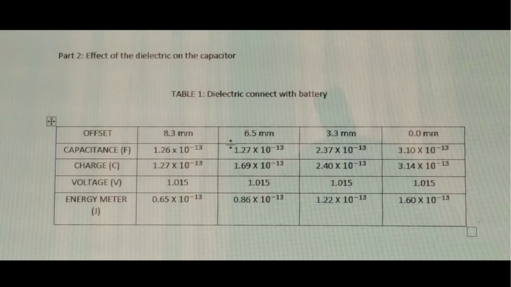The value of the charge and energy meter is also increasing. This shows that the capacitance is directly proportional to charge. Meanwhile, the value of electric field or voltage in this part remains constant. The electric field stays the same in the capacitor after inserting the dielectric because the applied voltage is constant.